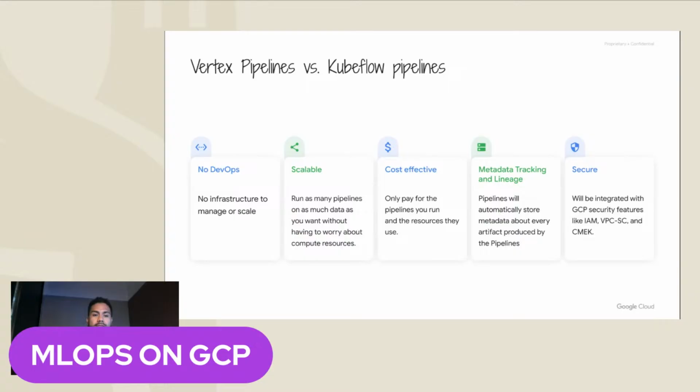So as we stated, Vertex Pipelines are fully managed. You don't have to worry about the underlying infrastructure. They're very cost effective and they do a lot of the things for you, right? They're secure by default, so they come with a lot of different security features such as IAM, VPC-SC, CMEK, and it also does a lot of metadata tracking and lineage for you, right? So if you were doing this by yourself on Kubeflow, you would have to manage all these different aspects, whereas a fully managed service takes care of that for you.